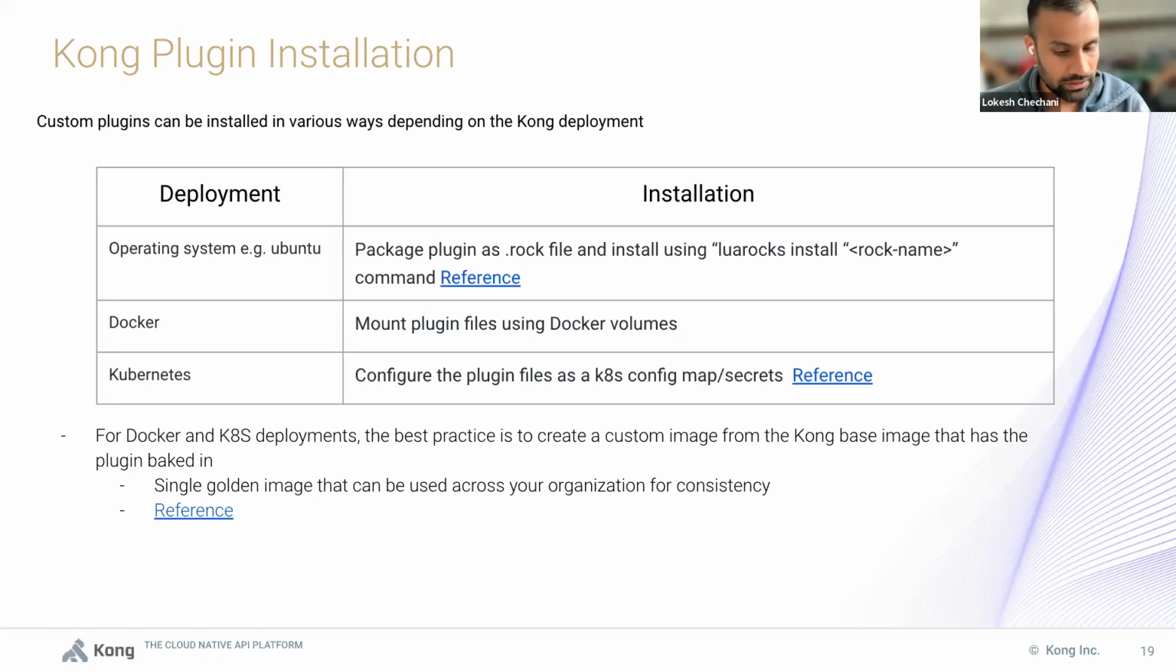If you use a container base, for example Docker, then in that case you just mount the plugin files into your Docker volume and configure the plugin in your Dockerfile, or create a custom image and just deploy it. And if you deploy in Kubernetes, then the easiest way, which is my favorite one, is you can just create the Kubernetes config or secrets and change your Helm chart, and it just works like a charm.